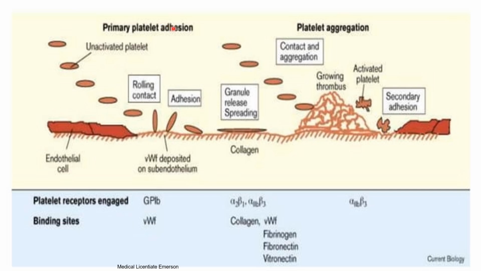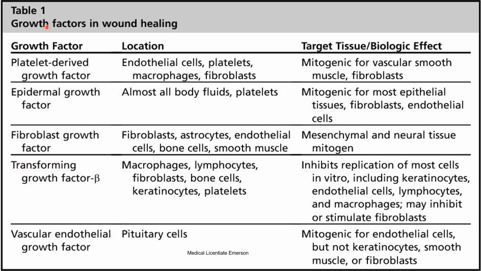So there is primary platelet adhesion. The platelet goes to the wound site to make a platelet plug. So the platelet aggregation is going to occur here. Then there are some growth factors that are involved in wound healing. You have platelet-derived growth factor, epidermal growth factor, fibroblast growth factors, transforming growth factor, and also vascular endothelial growth factors. So these are some of the growth factors that are involved in wound healing.